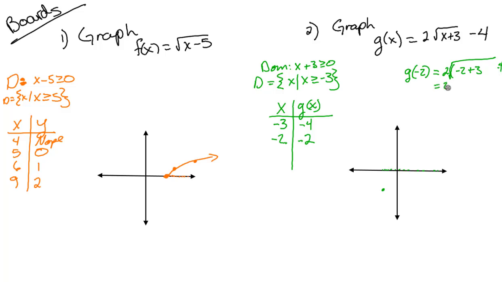So that would equal 2 times the square root of 1 minus 4, which equals 2 times 1 minus 4, which equals 2 minus 4, which equals negative 2. So g of negative 2 is negative 2. And that's how it would look. All right, so negative 2 looks about right there.